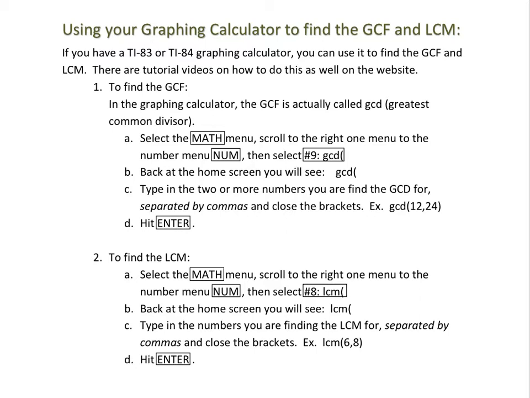To find the LCM, you go to the same menu. Select Math, scroll to the right to get to the Number menu, and then scroll down until you see LCM, or number 8. Select Enter, or select number 8, and it'll take you back to the home screen where you can type in the numbers that you need to find the LCM for. Of course, separate the numbers with commas, then close your brackets and hit Enter to find the answer.